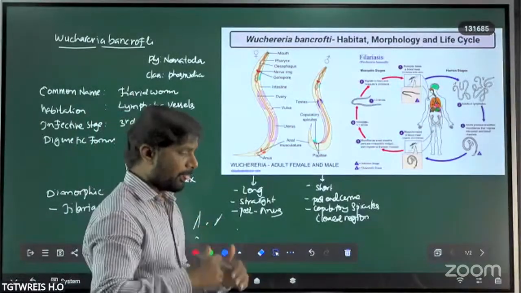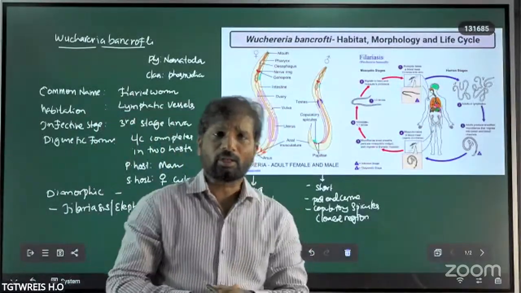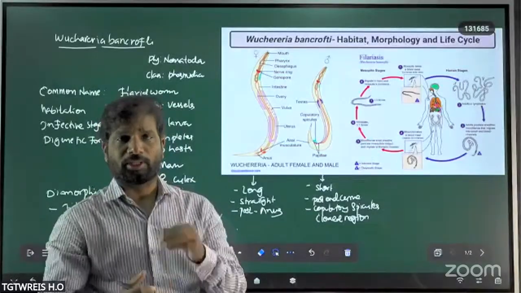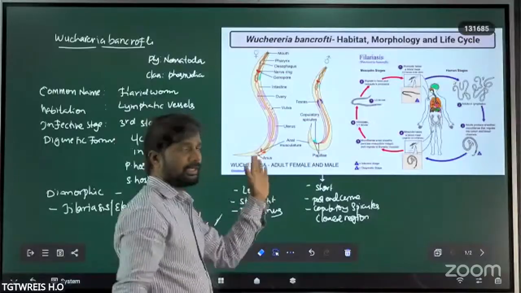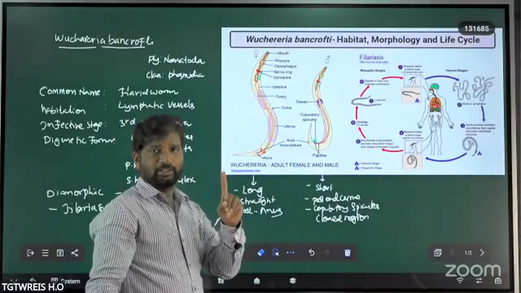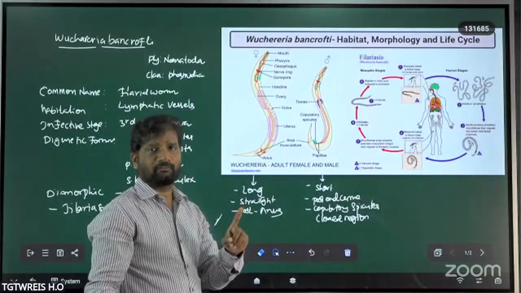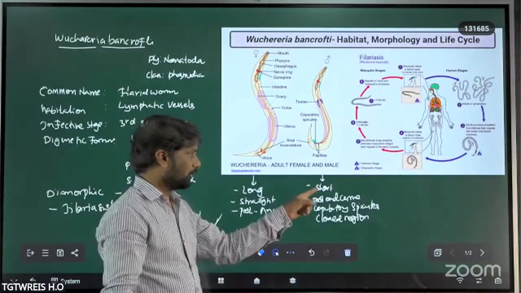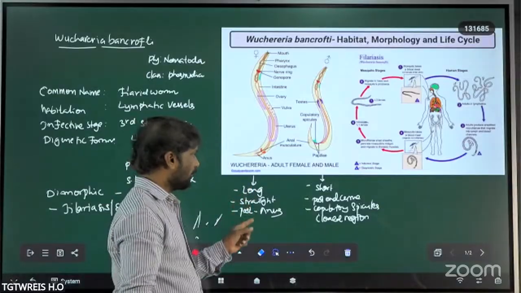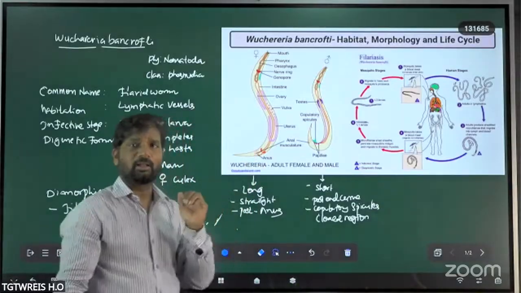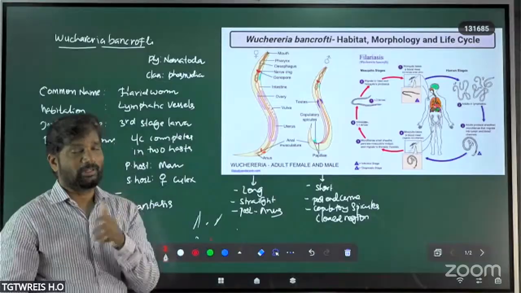Okay, right now we can enter into the life cycle of Wuchereria bancrofti. Okay, understand? So here it is sexual dimorphism, meaning by the external characters, we identify the sex of the organisms. So these characters reveal that it is a male organism, and these characters reveal that it is the female organism.